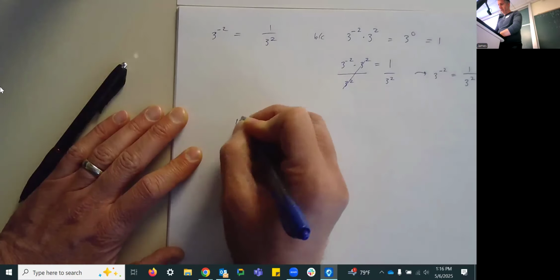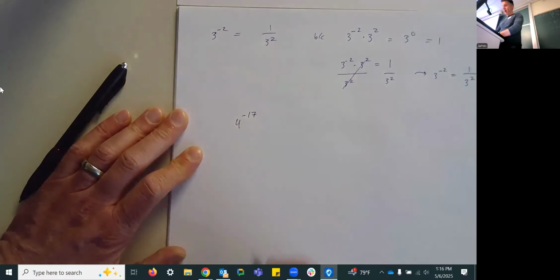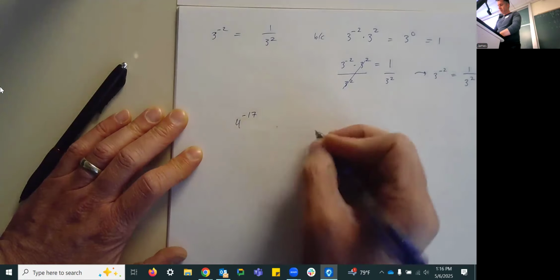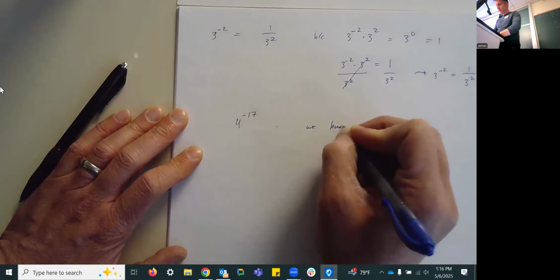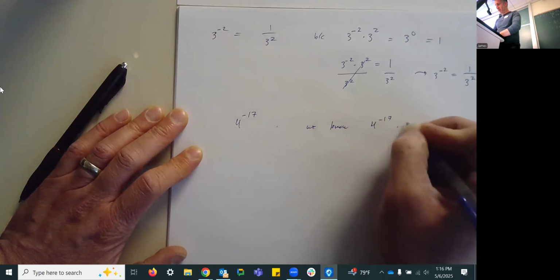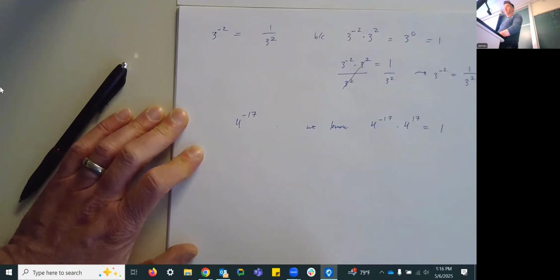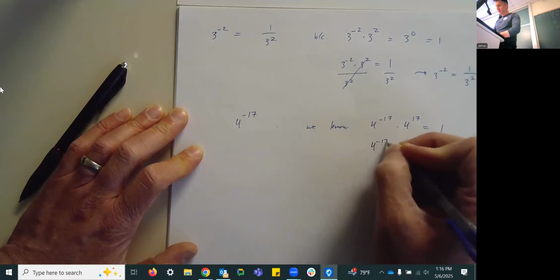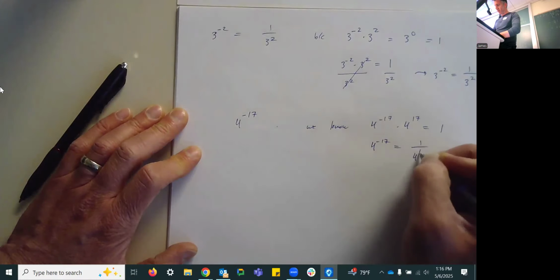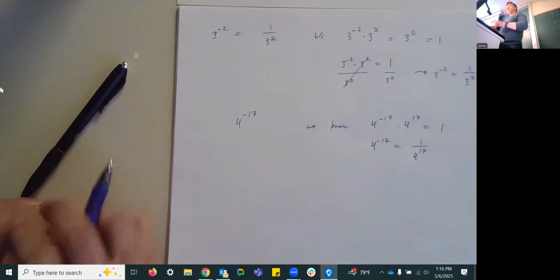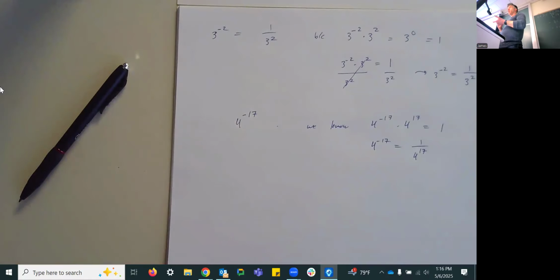If I said something silly like 4 to the negative 17th power, well, I could then say we know that 4 to the negative 17th times 4 to the positive 17th is equal to 4 to the 0th, and then divide both sides by 4 to the 17th to get 4 to the negative 17th equals 1 over 4 to the 17th power. So whenever you have something to a power and you want to move it from the bottom to the top, you always change the sign, or from the top to the bottom. Usually we're going both ways.